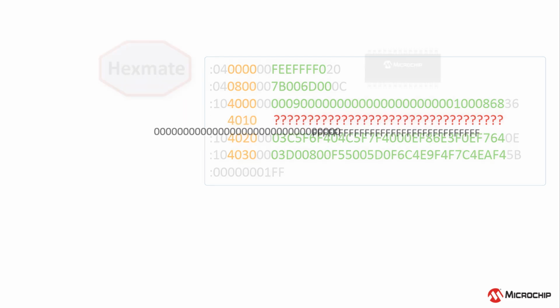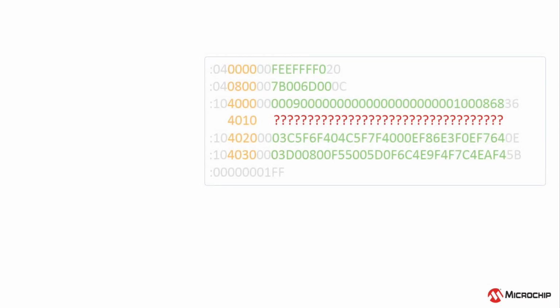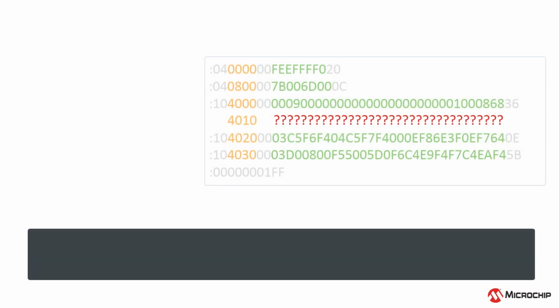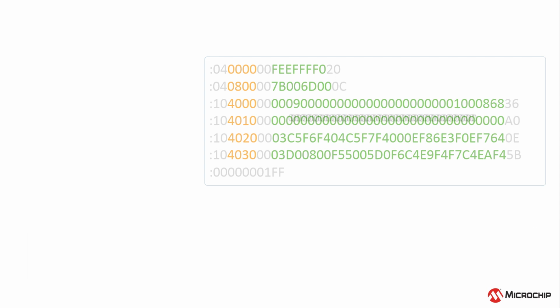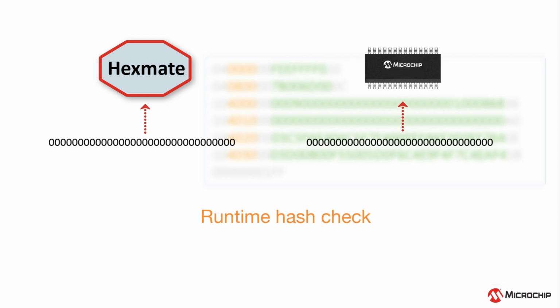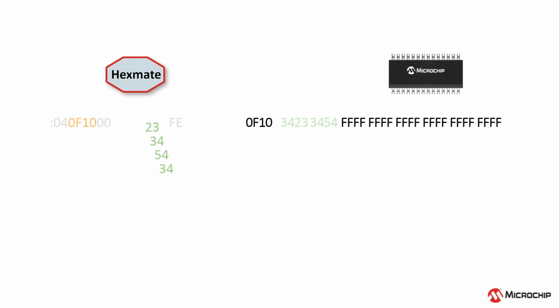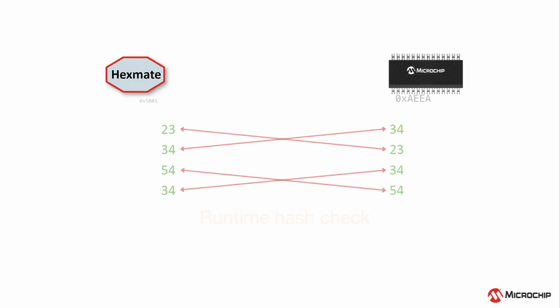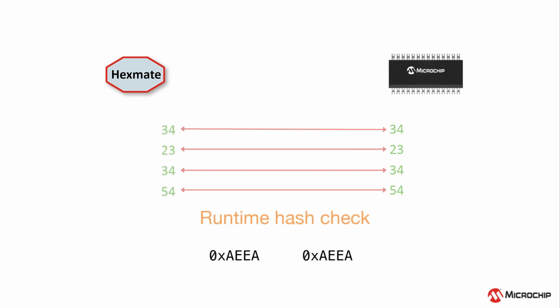Hexmate has assumed these values are zero, but on the device, they'll probably read back as the default unprogrammed value FF. To correct this, either adjust the hash address range or use Hexmate's dash fill option to fill unused locations in the hex file with the known value. This way, both Hexmate and the runtime verification code will see the same data when calculating the hash. Hash mismatch is also caused by processing bytes within memory words in different orders. To correct this, you can either change the runtime algorithm or specify a reverse word width in the Hexmate option.